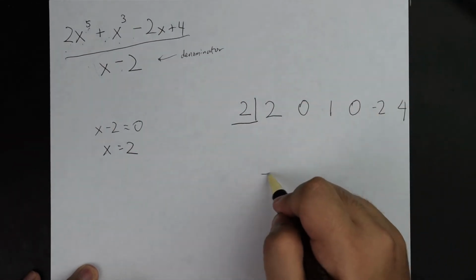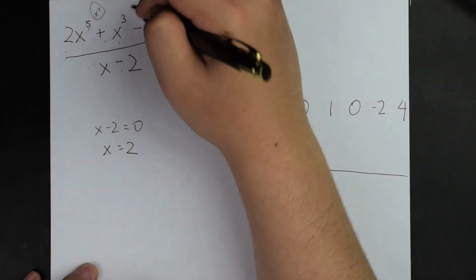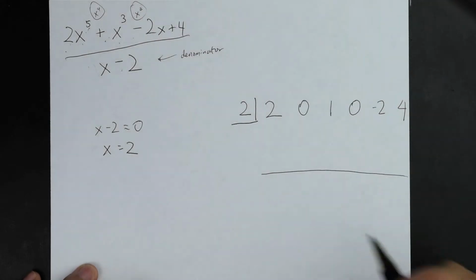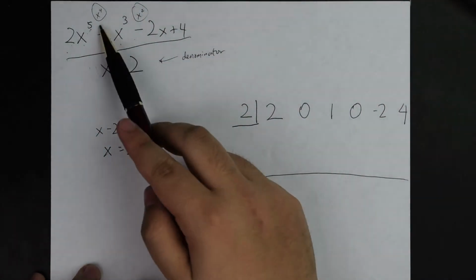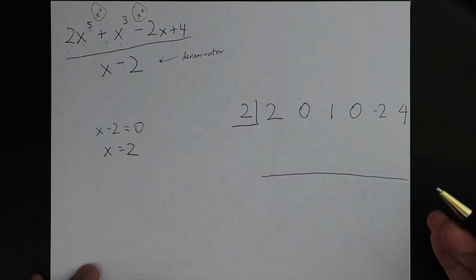And I'm going to go ahead and draw the line right here. So be aware, because I am missing an x to the 4th value and I am missing an x squared value, that's why I got the zeros from these two right here. And then everything else does have a coefficient, so I can go ahead and get started.